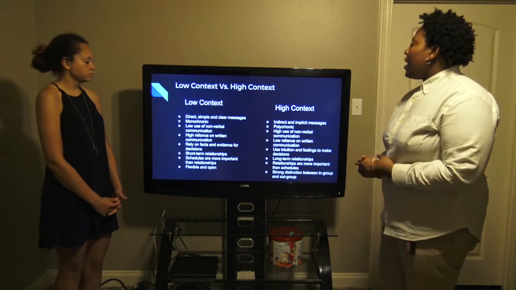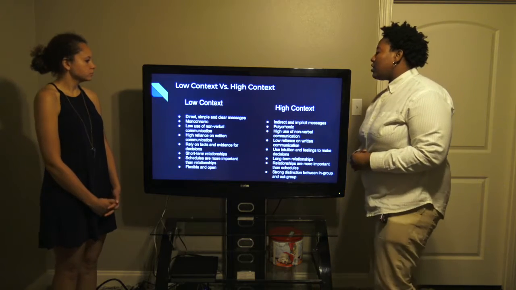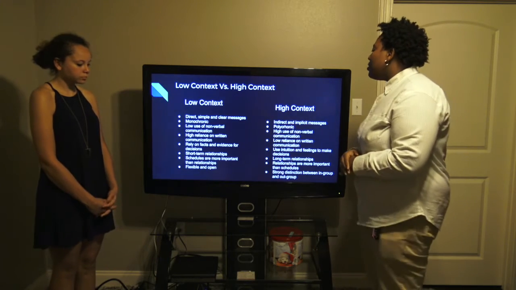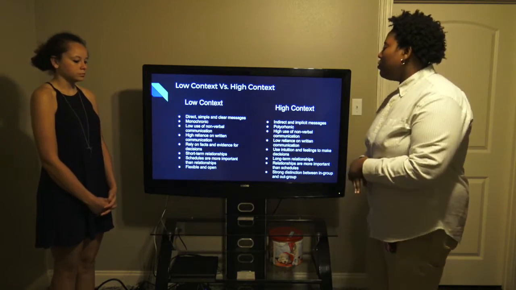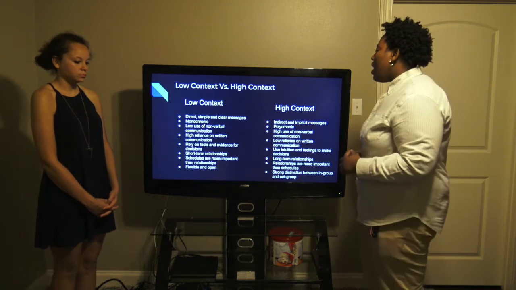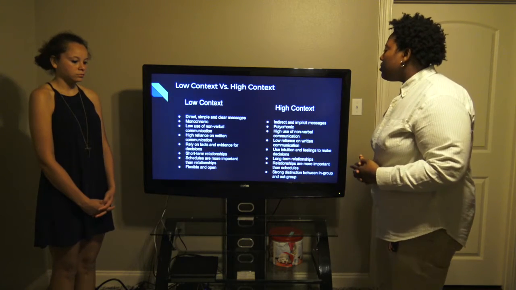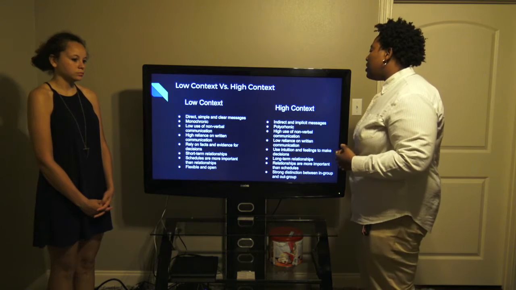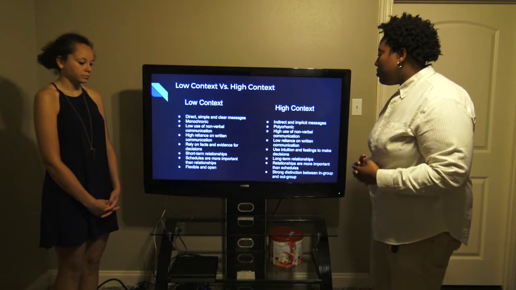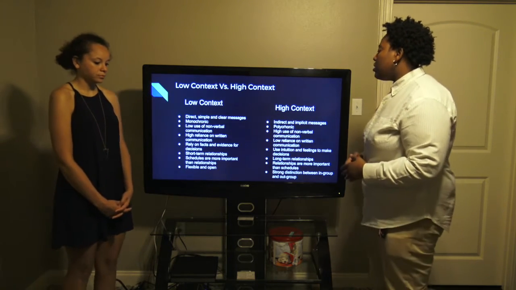Low context versus high context. Low context: direct, simple, and clear messages. Monochronic, low use of nonverbal communication. High reliance on written communication. Rely on facts and evidence for decisions. Short-term relationships. Schedules are more important than relationships.